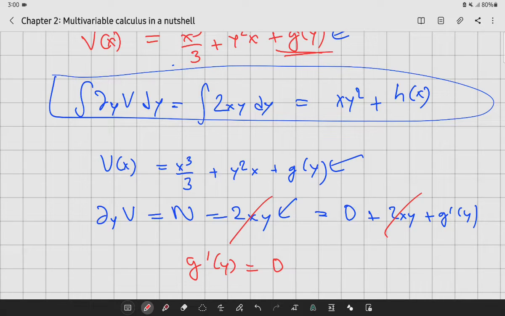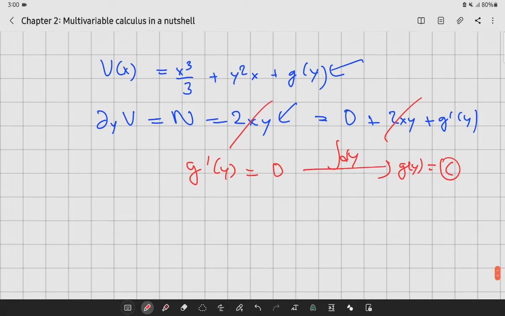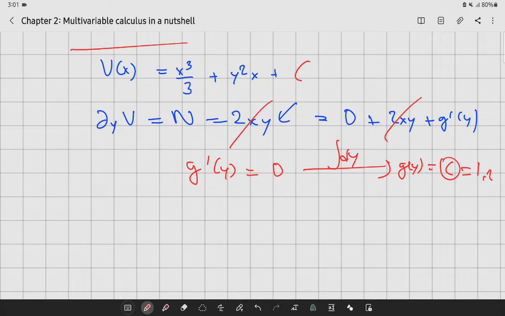And if I take the integral with respect to y on both sides, what will I get? I'll get g of y equals some constant. This time this is a real constant. This is not with respect to x, because we have already dealt with x. In this case, g is a pure function of y. We know this. There is no x involved. So in this case, it's a real constant. This constant can be 1, 2, anything. Okay, so what's our final answer? We know that g of y is a constant. So our final answer is going to be this thing plus a constant. This is our potential.